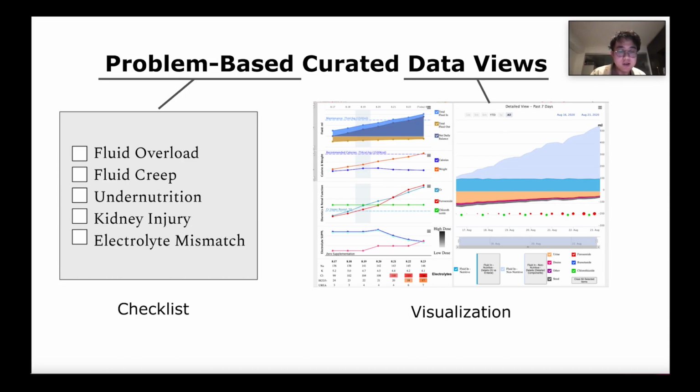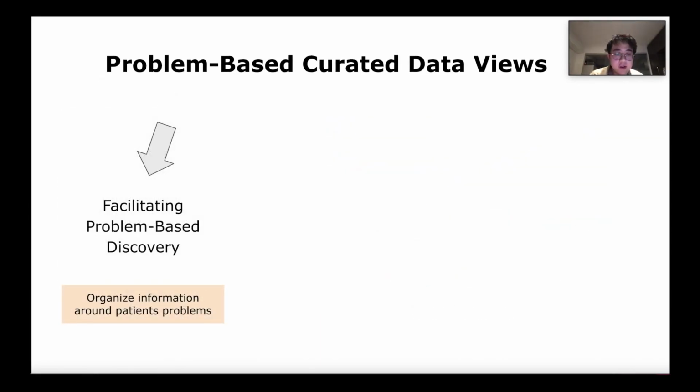By integrating this into a cohesive clinical decision support system, we aim to support three goals. First, facilitating problem-based discovery. We propose to organize relevant patient information around patient problems instead of leaving it to clinicians to spend time and cognitive effort to retrieve and integrate this data.